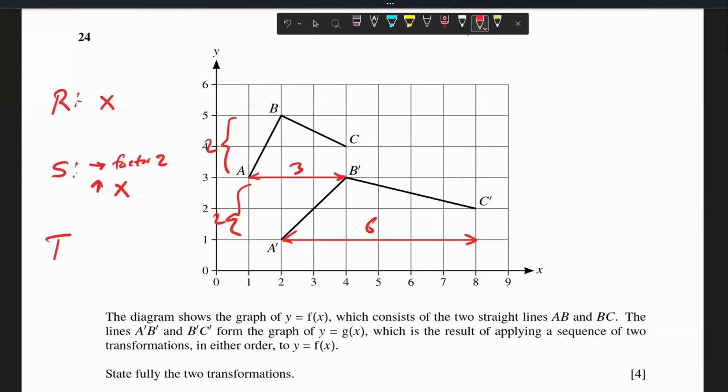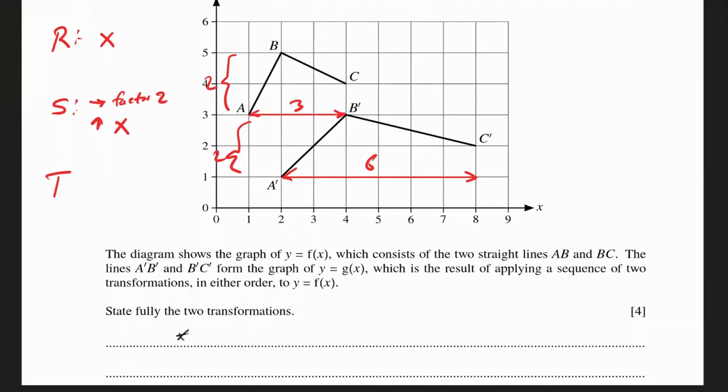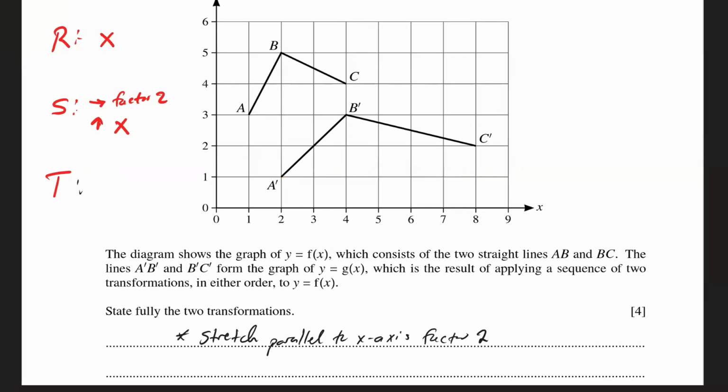All right. So the first transformation I'm going to write here is a stretch parallel to the x-axis with a factor of 2. Okay, so that's the first transformation. Okay, let's move on to looking at translations. All right, so I'm going to remove all this and let's now look at translations.